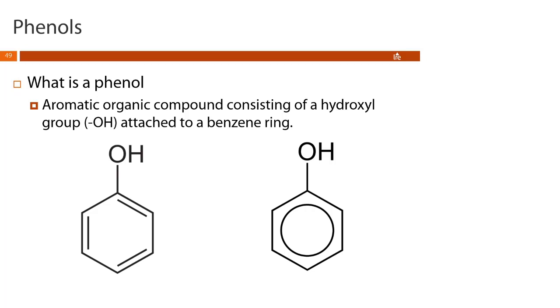So phenols, as you'll learn in the next module, can act as weak organic acids. They can actually donate this proton here. Alcohols, however, can't do that. The H attached to an alcohol is not acidic. So that's why we distinguish between alcohols and phenols.